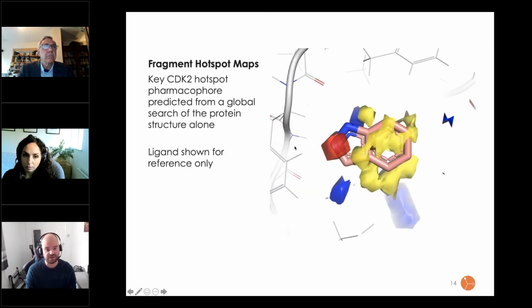And taking a closer look, we can see how nicely this matches up. The fragment here is only being shown for reference. This was calculated purely based on the protein structure alone. So very useful at the start of a project where you don't have this kind of key SAR to say which interactions you should be aiming for.